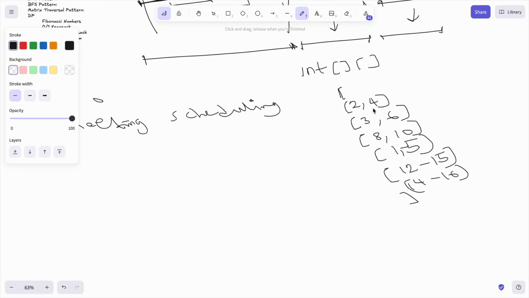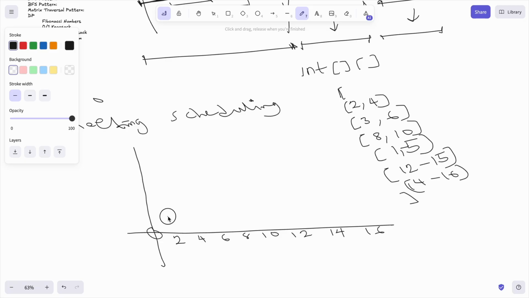So it's easy to see here now that if we imagine that we create an xy plane, such that we represent every one of these inputs on a plane. So let's say this is 0, this is 2, this is 4, this is 6, this is 8, 10, 12, 14, and 16. And then we represent each of these ranges as a line on this plane. So this is 1, representing 2, 4, the first one. Next one is 3, 6. We can represent it this way.